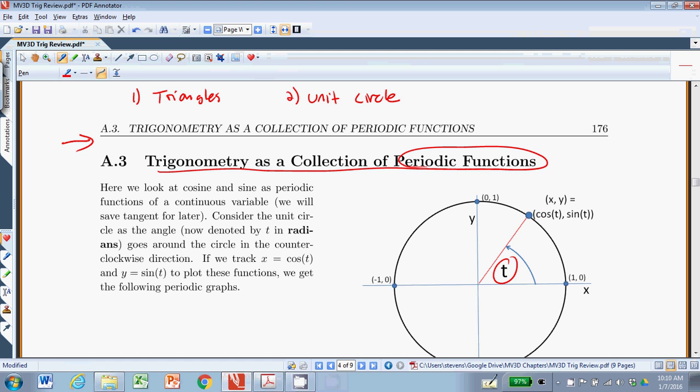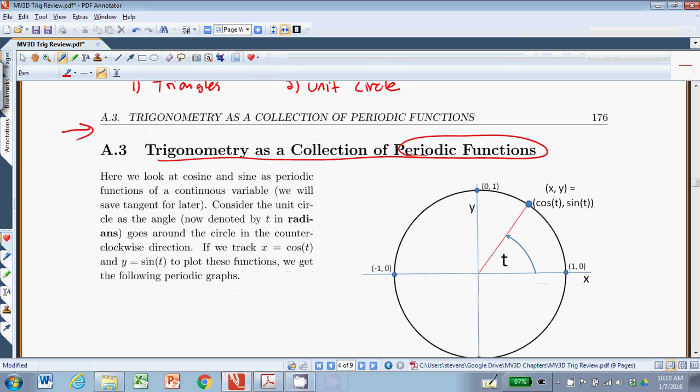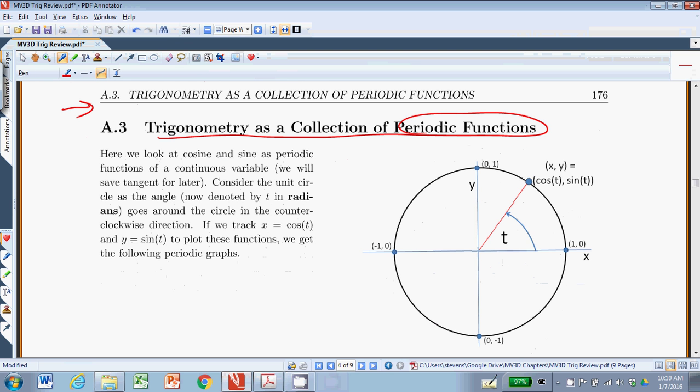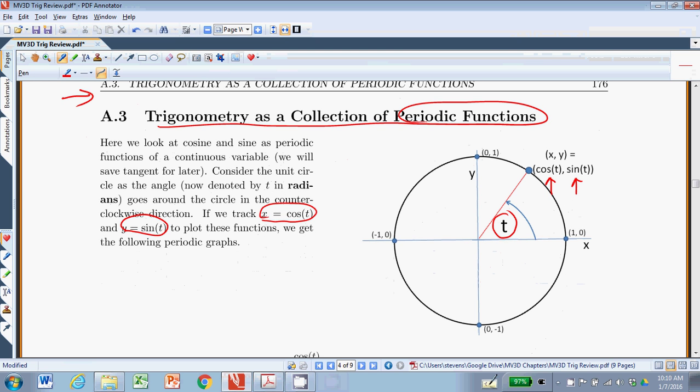And now we're going to think of this t. We're actually going to travel around this unit circle, all right? And our parameter, our variable, will now be t, and we're going to track what happens to cos t and sine t, right? We're going to say let x be cos t and y be sine t, just like we did in unit circle trig. And we're going to plot these functions, right?